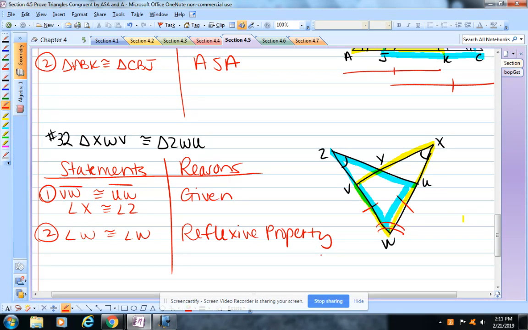So this is for the yellow line. This one's for the blue line. So it's going to be angle, angle, side. So triangle XWV is congruent to triangle ZWU because of angle, angle, side. Because like I said, this goes with the blue triangle. This one goes with yellow. So if I look at yellow, I've got angle, angle, side. If I look at blue, I have angle, angle, side. Does that make sense?